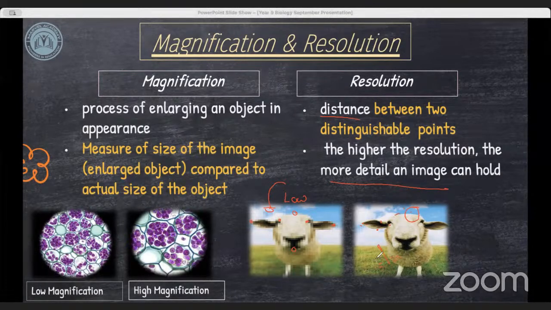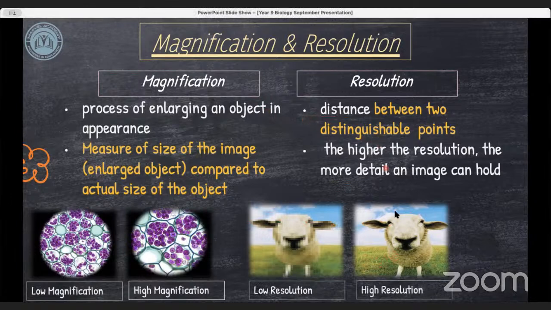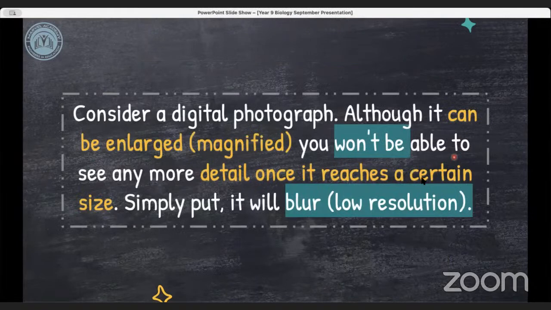See, children, it's very clear, right? Got it. Right, clear, right? Okay, next one. So I told you this is a high resolution one, right?